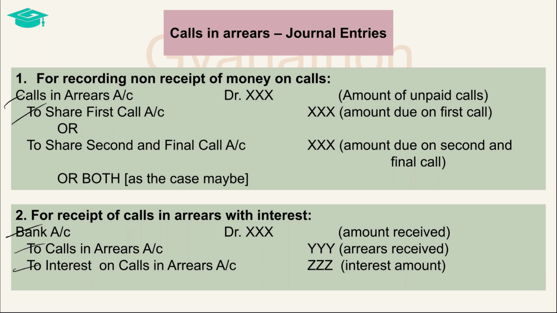Bank account is debited since company receives the money. Calls in arrears is credited so as to set off the debit balance that it carried at the time of being recorded as calls in arrears. The interest account is credited since it is an income for the company.